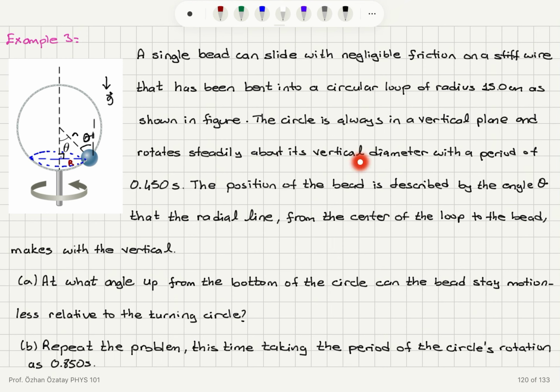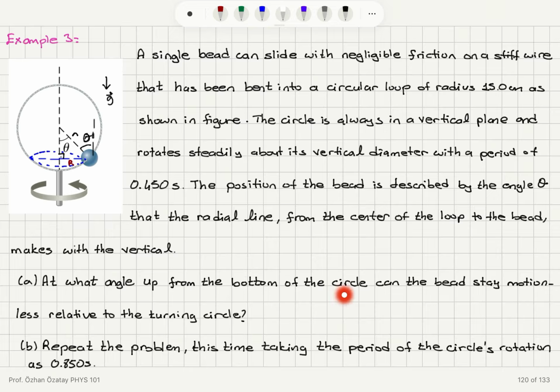It rotates steadily about its vertical diameter with a period of 0.450 seconds. So it's rotating like this. The position of the bead is described by the angle theta that the radial line from the center of the loop to the bead makes with the vertical. So this angle is theta.